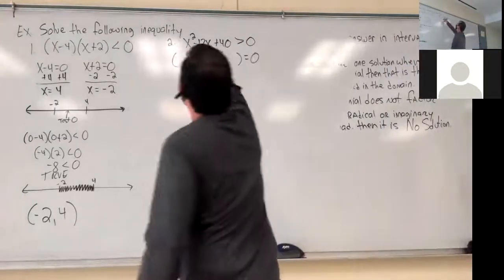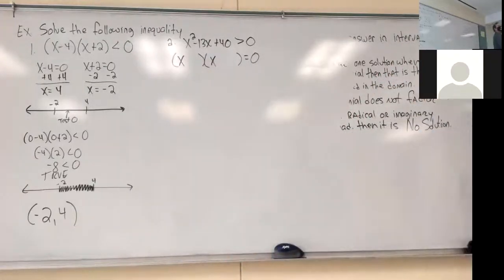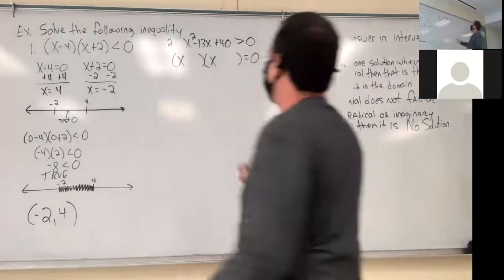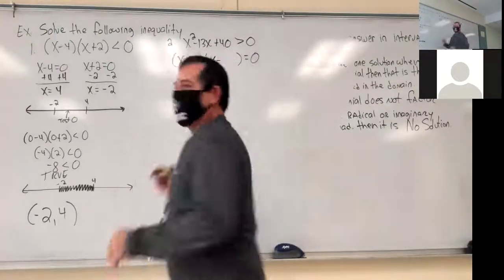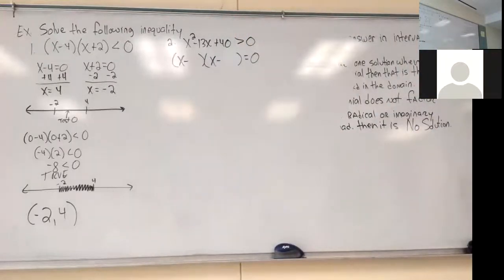All right, here we go. Got an x and an x. So what signs would y'all put in on this? Both negative. There you go. So factor the 40, that'll give me a 13.